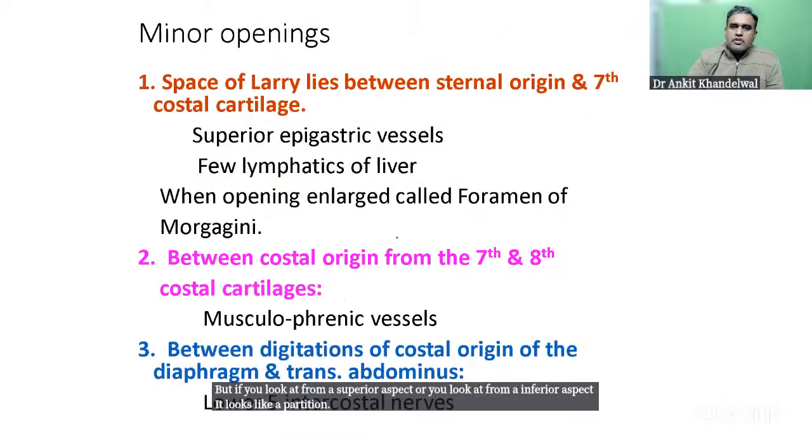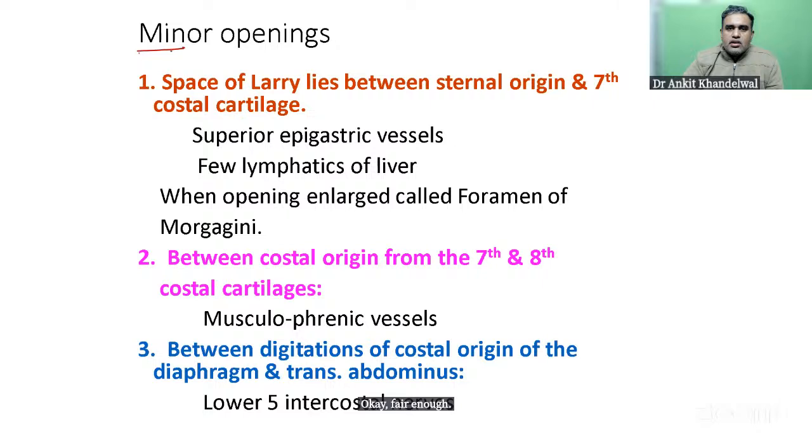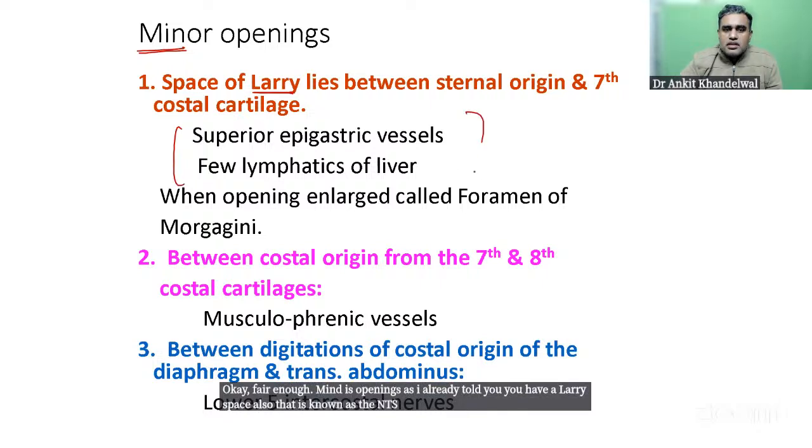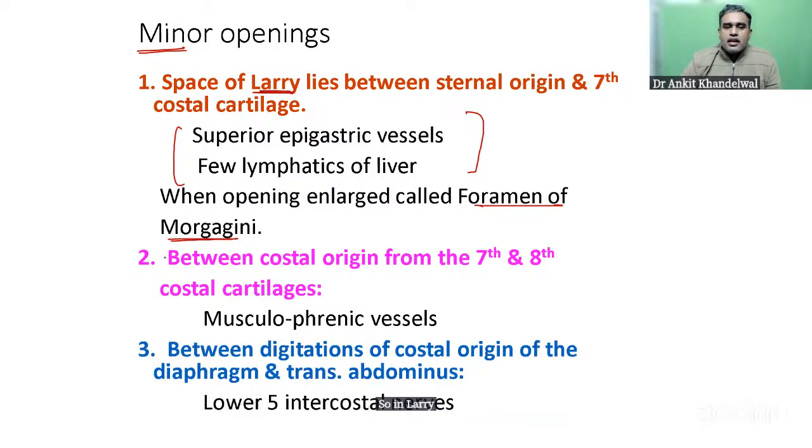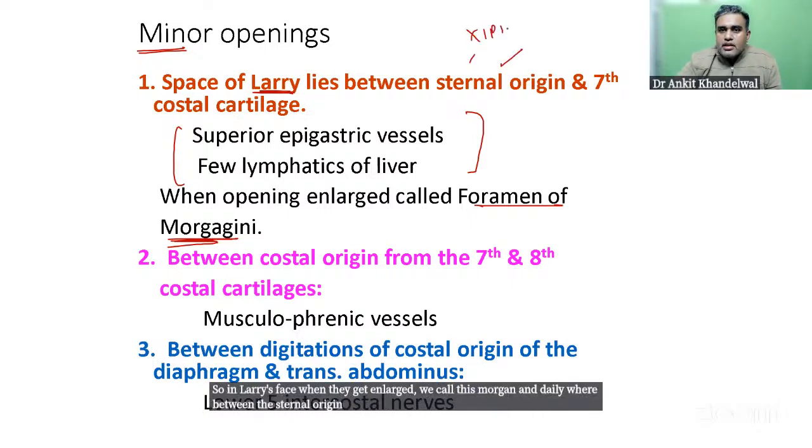Okay, fair enough. Minor openings, as I already told you, we have the Larrey space also, that is known as the anterior space, the Morgagni space. Also known as Larrey, and when the opening enlarges, it is known as foramen of Morgagni. So in Larrey space, when it gets enlarged, we call it Morgagni. Anteriorly where? Between the sternal origin, that is the xiphoid, and the 7th costal cartilage. So that is minor opening number 1.